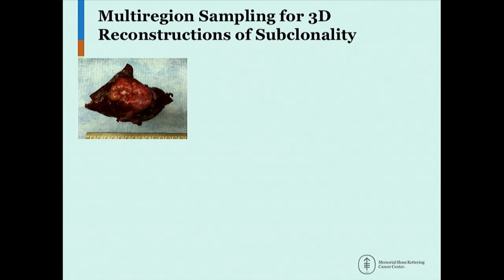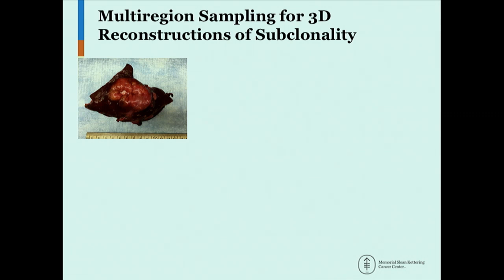So what do we do? Again, I don't want to ever not take something, because that could be the magic sample that has the magic finding. So we do multi-region sampling, and we keep everything, and we sample everything in a way that we can always reconstruct the 3D characteristics, the topology of the tumor and the mass.